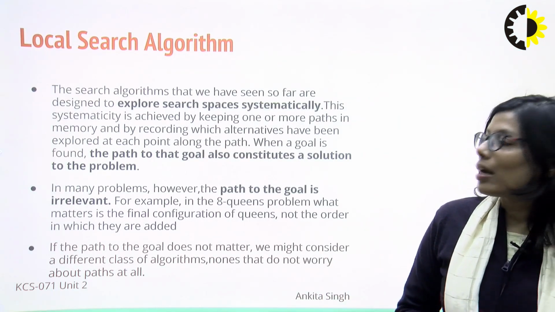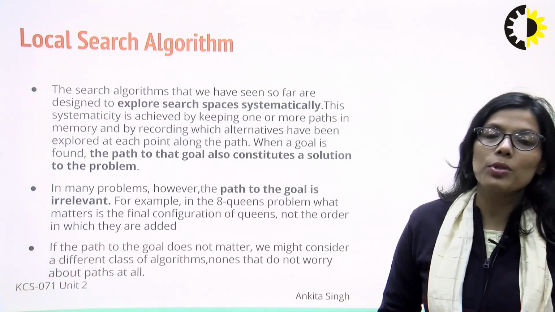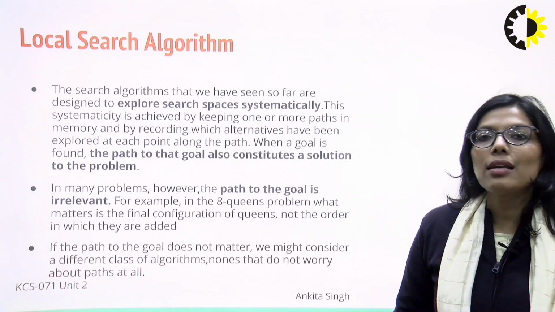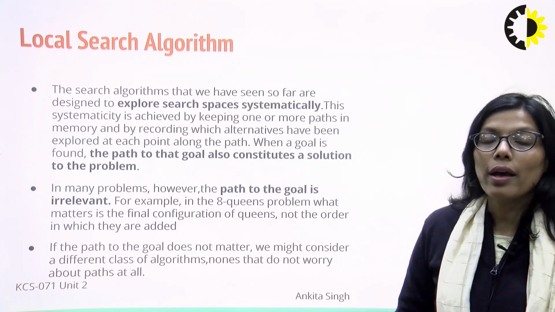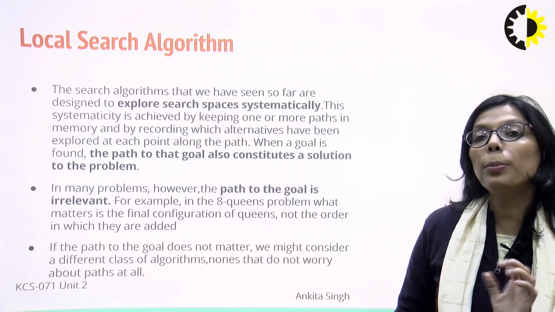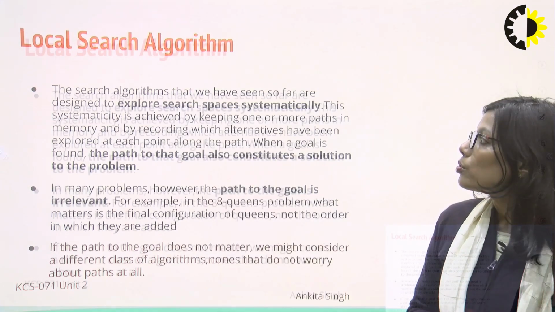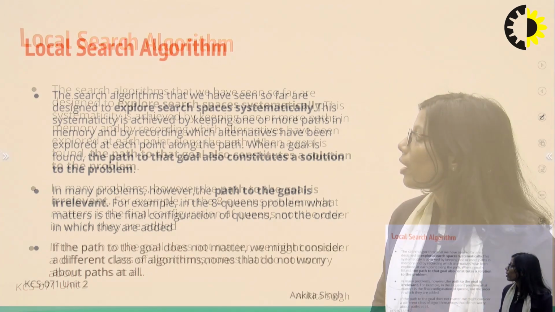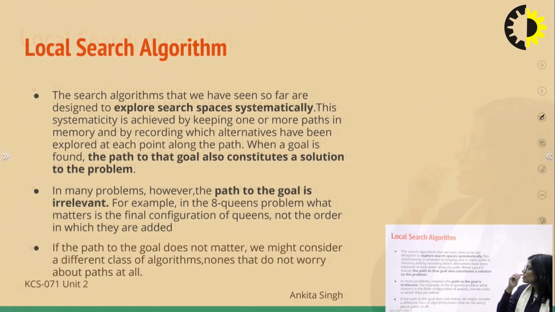Till now we have discussed informed search techniques and uninformed search techniques. In both of these techniques, we were searching for the goal node and for the optimal path to the goal node. So we were exploring the search spaces systematically. This systematicity is achieved by keeping one or more paths in memory and by recording which alternatives have been explored at each point along the path. So when the goal is found, the path to that goal also constitutes the solution to the problem.